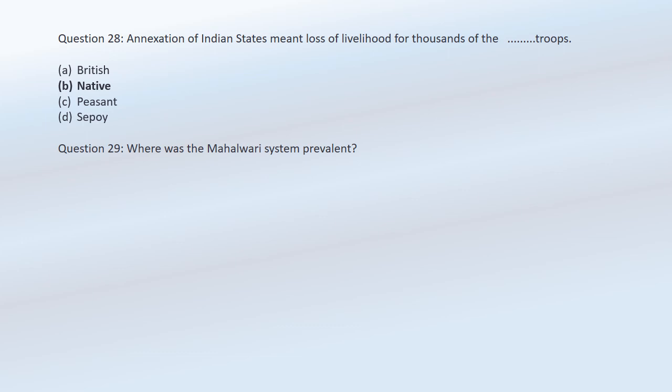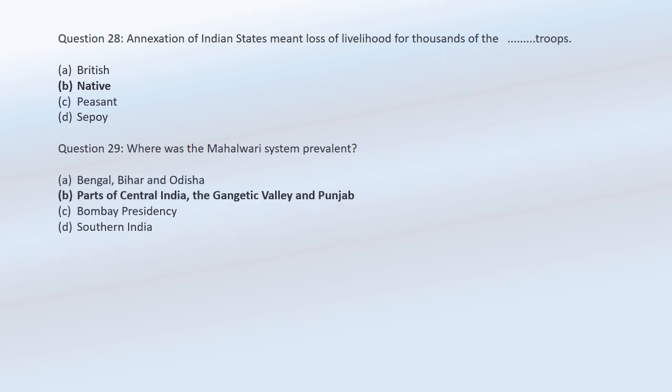Question 29. Where was the Mahalwari system prevalent? A. Bengal, Bihar and Odisha. B. Parts of central India and Gangetic Valley and Punjab. C. Bombay Presidency. D. Southern India. Option B is the right answer. Mahalwari system was prevalent in the parts of central India and Gangetic Valley and Punjab.